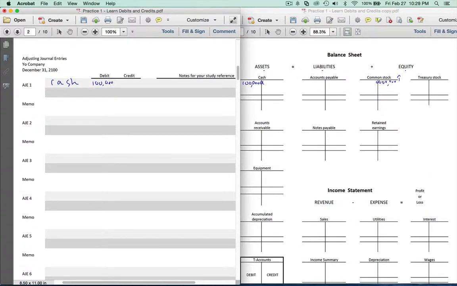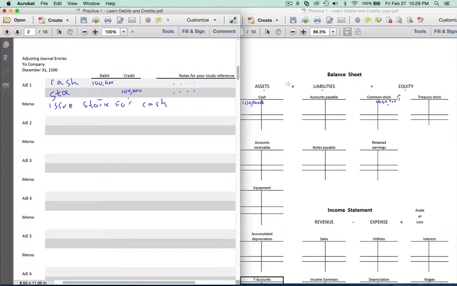Dang, that's not a third grader. Now common stock. I'm going to abbreviate a little bit. I know it's obnoxious, but I have to. Common stock, we are increasing that also by 100,000. This area here is notes for your study reference. You can jot down your own little notes there to help you out. Debits equal credits, and for the memo I can say issue stock for cash, because that's pretty much what happened there.